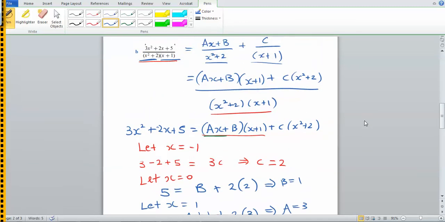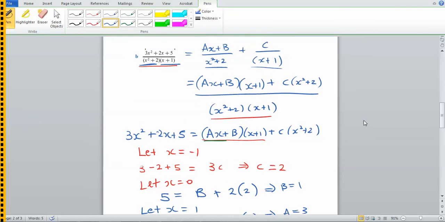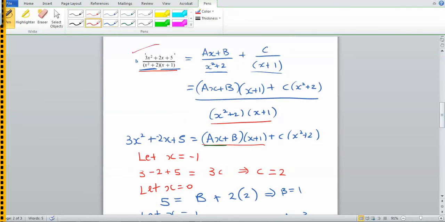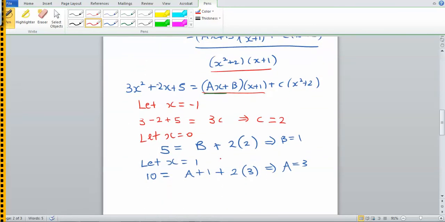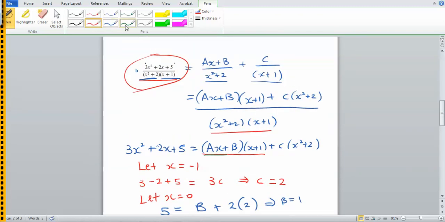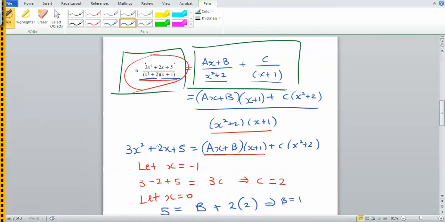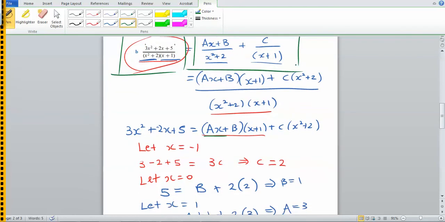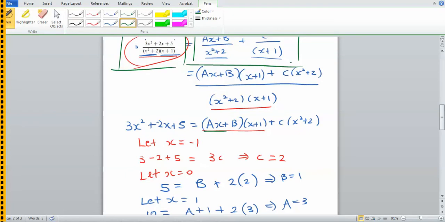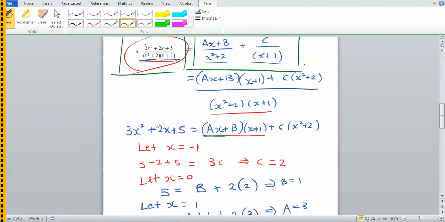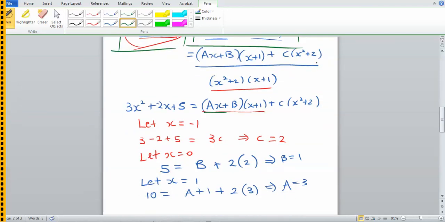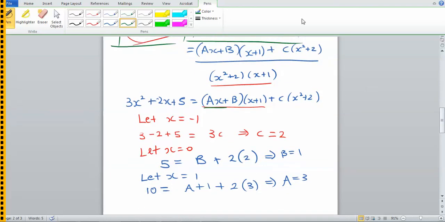We're not done yet though. Make sure the end result is written out: this is equal to this thing here, and therefore that is equal to 3x plus 1 over x squared plus 2, plus 2 over x plus 1. Done: your different cases of partial fractions.